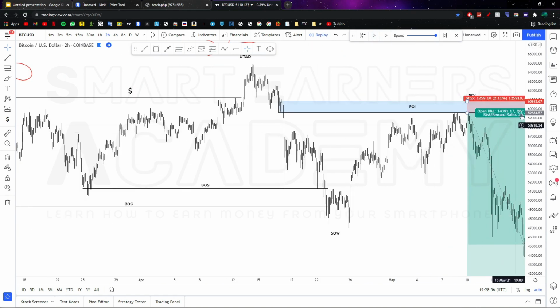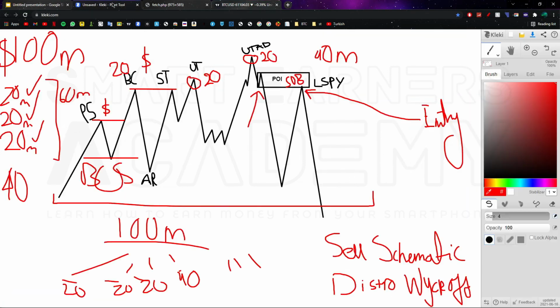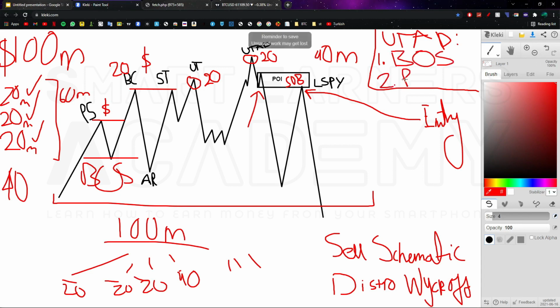So the way you enter from Wyckoff, right? If I just show you this in the diagram, is through this POI created at the UTAD. So after the UTAD, you want to see two things. I'll just section off a little area over here. At the UTAD, you want to see two things, right? Number one, break of structure, right? And number two, a POI, right? And this will be, in this example, a sell order block or just any form of order block, right?